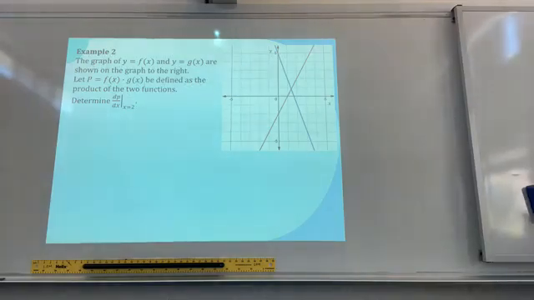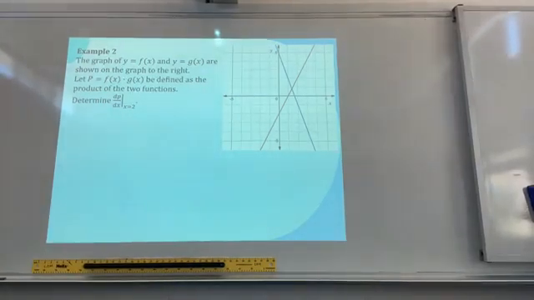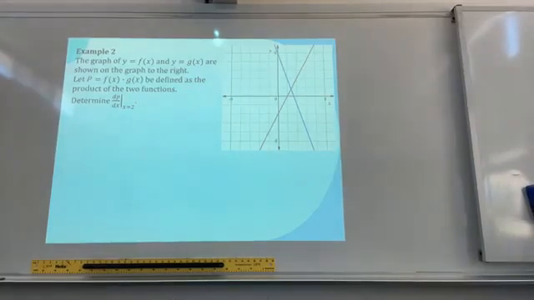Here, the graphs of y equals f(x) and g(x) are shown on the graph to the right. Now, I haven't told you what f(x) and g(x) are. How do you do that? Solve. No, why not?